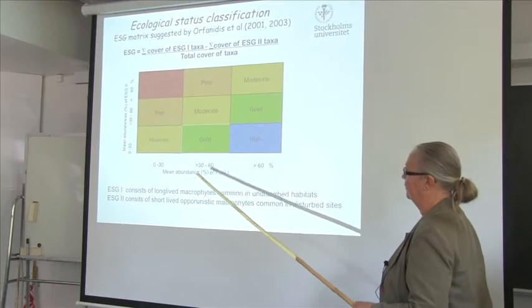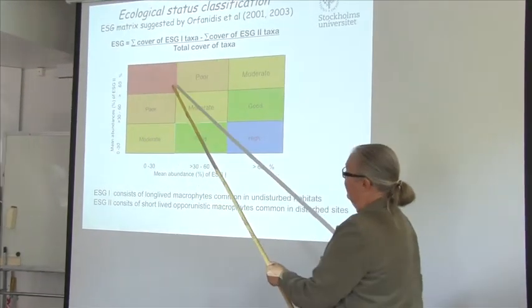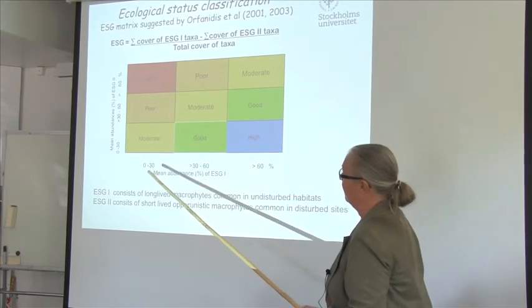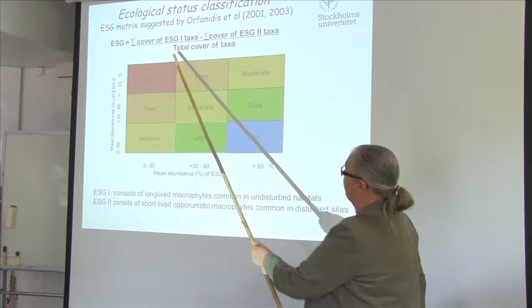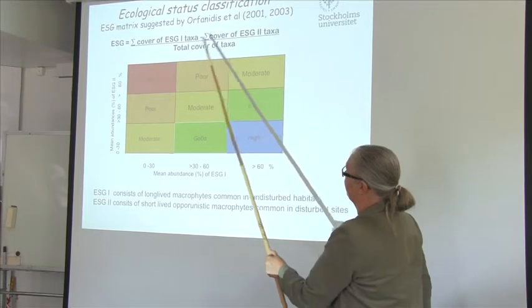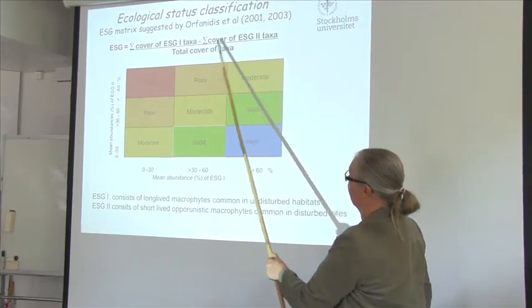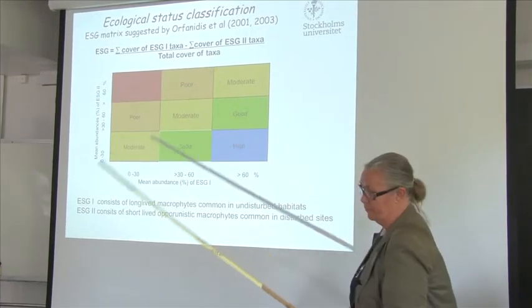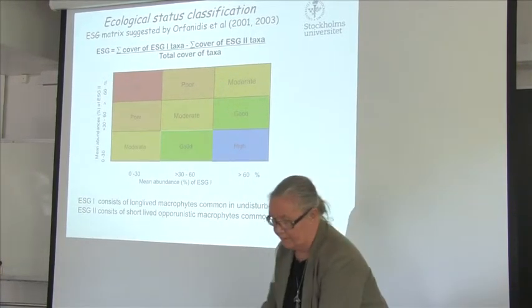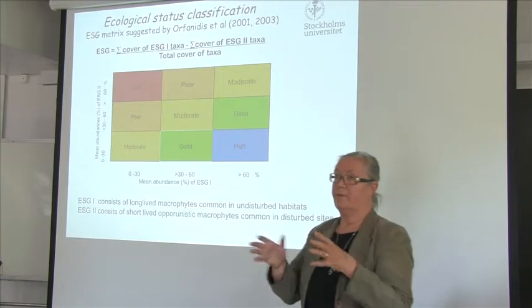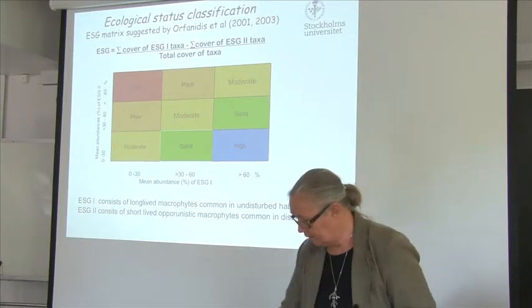So you put this ratio between the cover of one and the cover of two into the total cover and get a lot of different patterns.